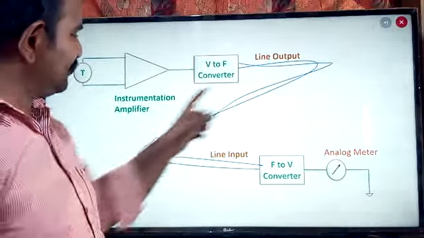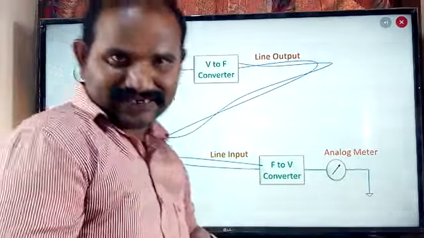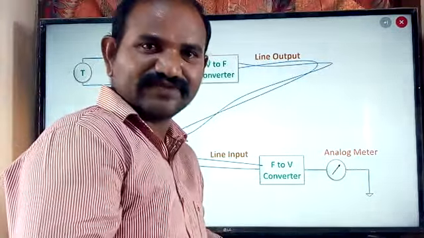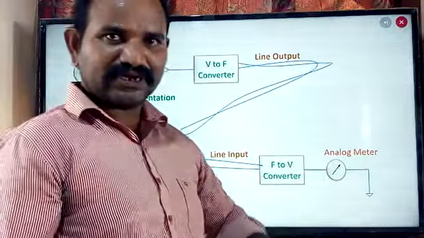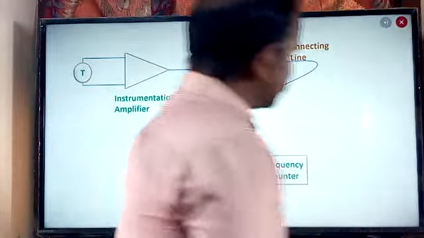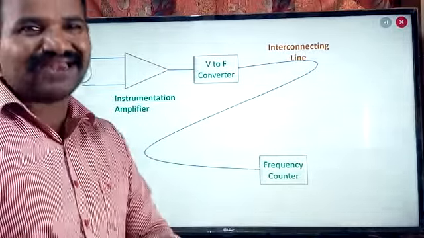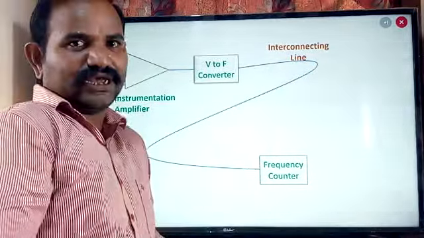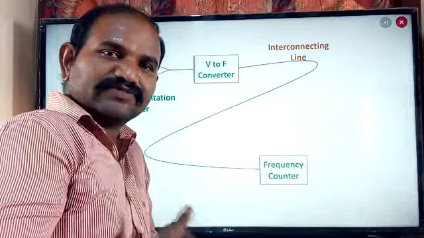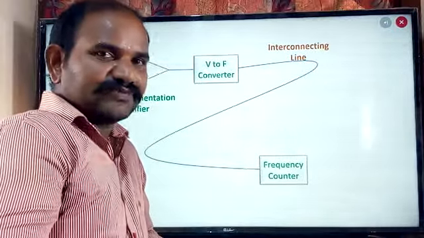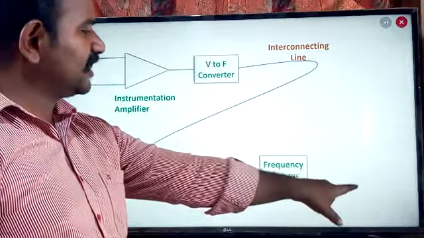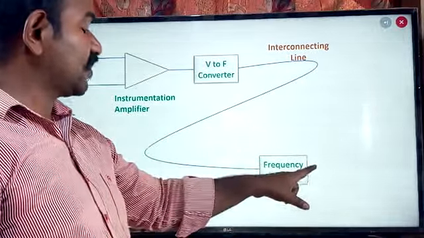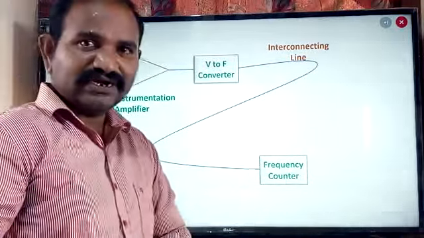Here we are sending the information in terms of the electrical signals, and also displaying the information on the analog meter. Let us suppose I would like to display the information in terms of digital variables, not analog. Then I'm going to use the same setup, but instead of the analog meter, I'm going to use the frequency counter, which displays information in the digital format.